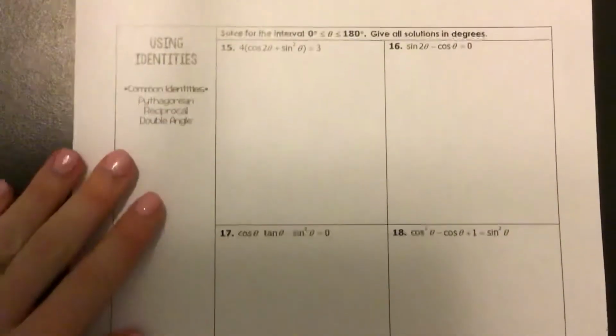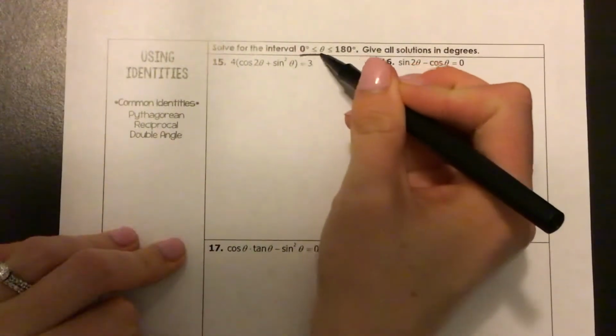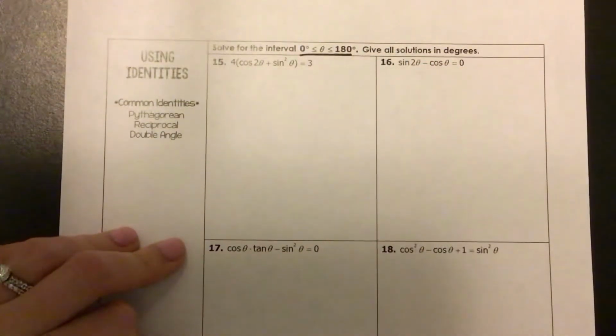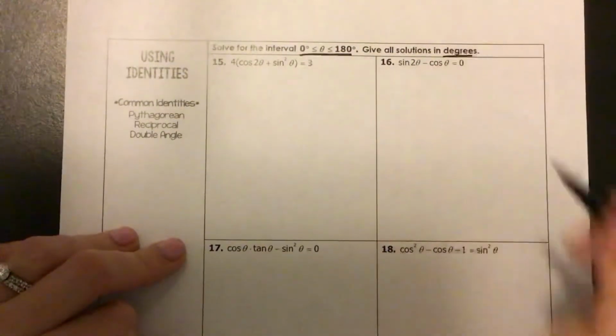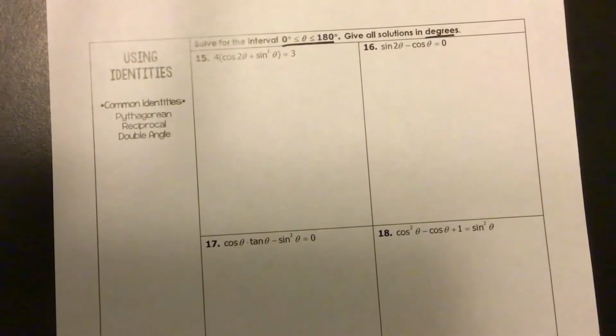All right, we still want to have our unit circle at the ready because when we isolate our trig expression, we are then going to be looking on our unit circle to find angles that match. Notice here, we are looking anywhere between 0 and 180, so just the top half of the unit circle, and we want to give all of our solutions in degrees. So we're going to do 4 of these examples, starting with number 15.